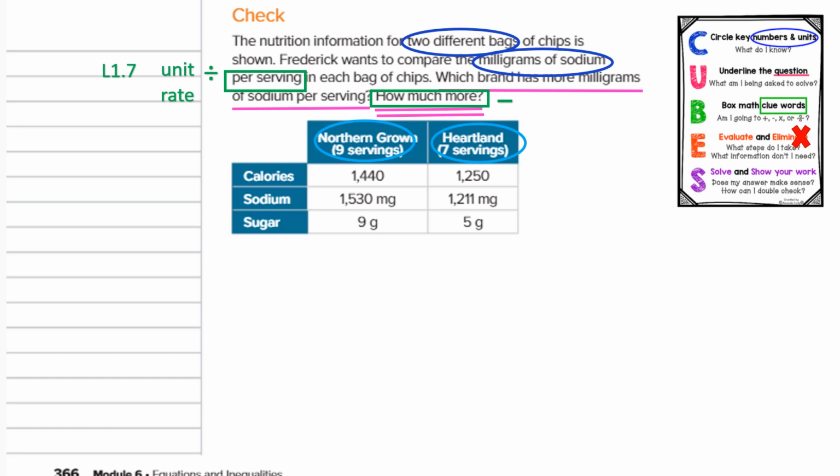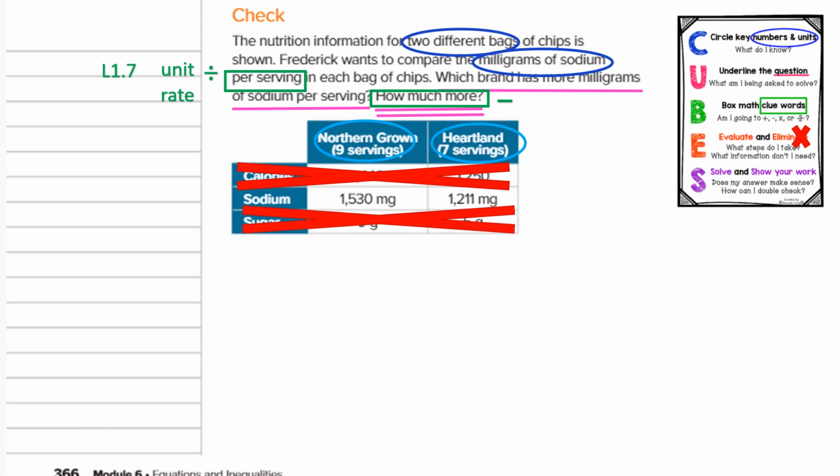So when I'm thinking about how these are set up and how it's related to our lesson, I also need to look at the extra information. So I have calories, sodium, and sugar. In our CUBES strategy, the E, we don't use that very often, but it is important, especially with these word problems, because they're going to try to confuse you. So why do I have calories there? To confuse me. Why do I have sugar there? To confuse me. So I just get rid of them. I ignore it. I don't care.